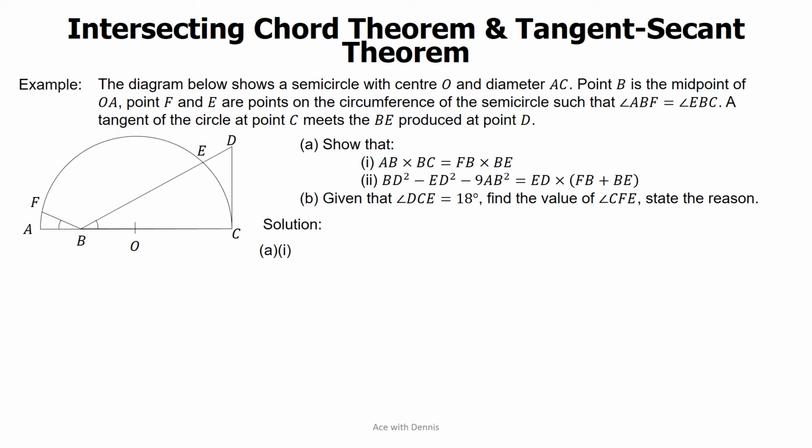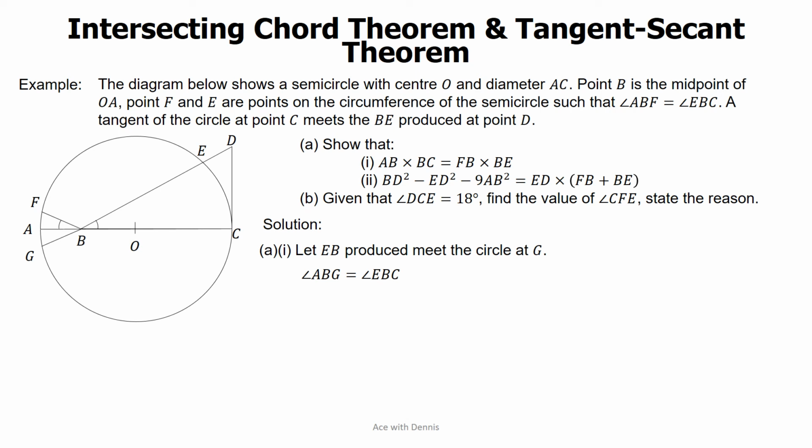Part 1. Let EB produce meet the circle at G. So we have to complete the diagram, becomes a full circle, and extend the line EB. This line EB produce meet the circumference of the circle at point G.